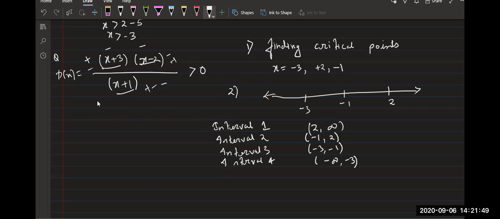Now, where do we have 1 as a critical point? Tell me, do we have 1 as a critical point?